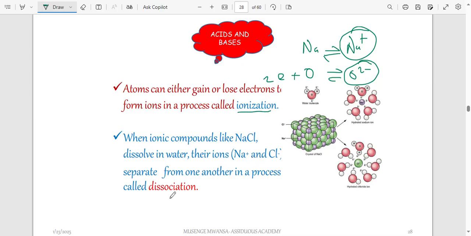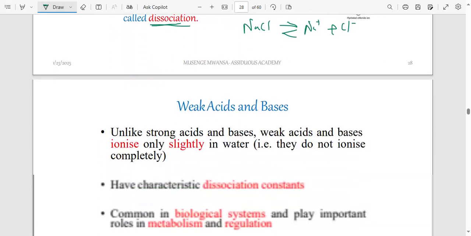But when a compound becomes an ion by being broken in water, by dissolving in water, that's known as dissociation. For example, sodium chloride, when you dissolve it in water, is going to dissociate into sodium and chloride. You formed ions. That's dissociation. Ionization is losing or gaining electrons. Dissociation is forming an ion by dissolving in water.